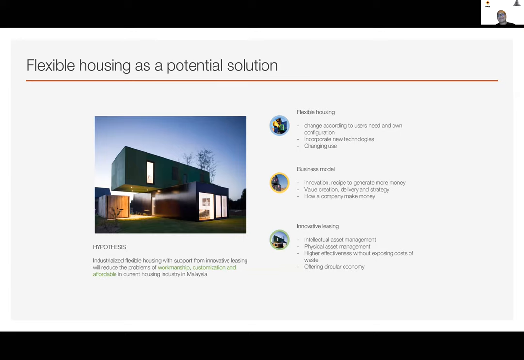There's a certain time that you need to maintain the housing. For the example of RICO, during this leasing period, RICO will do all the maintenance, everything to do with the replacement of the spare parts, and everything will be done by the manufacturers.